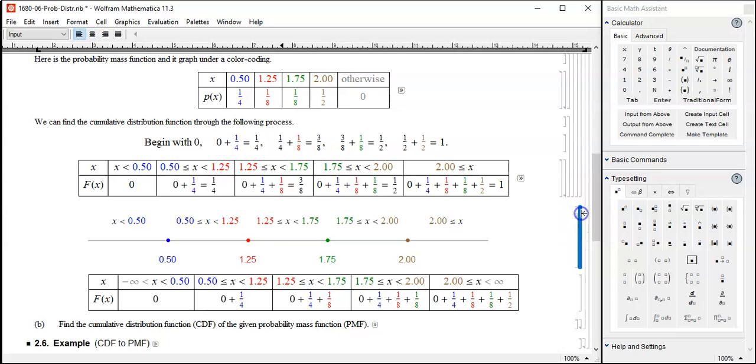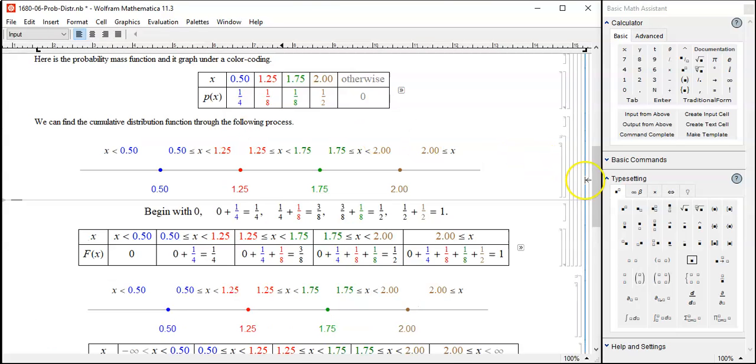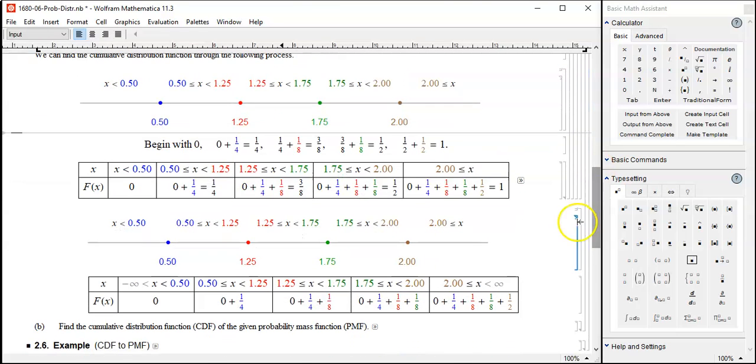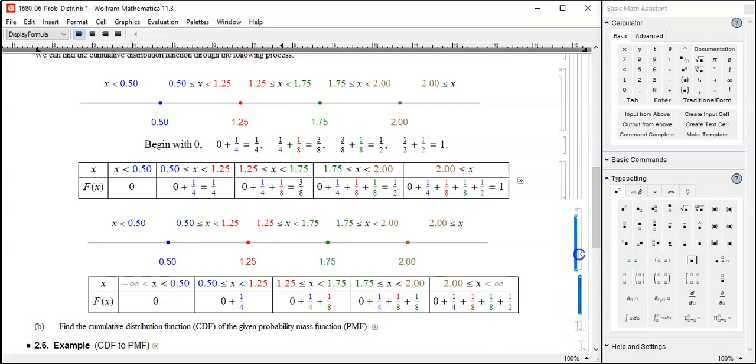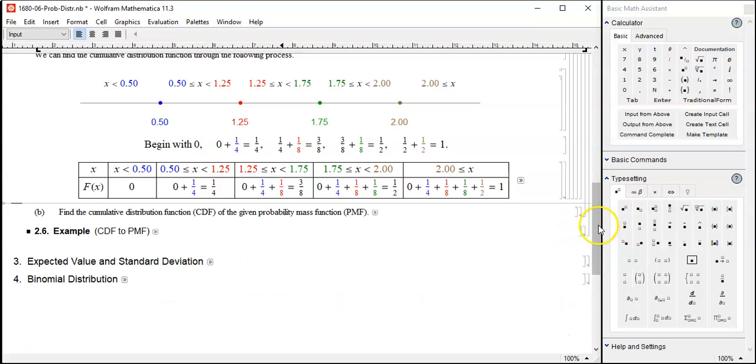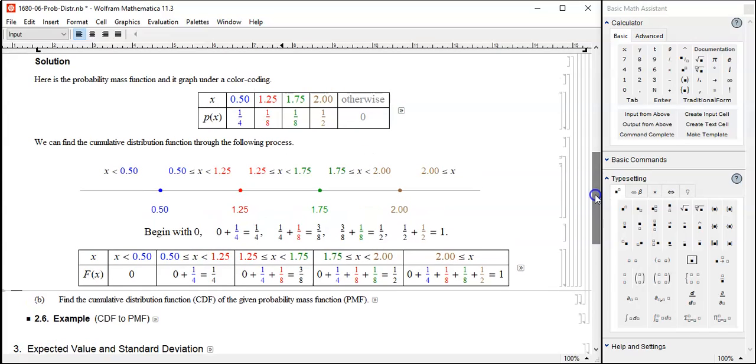And let's include this picture. And this one's duplicate, so I don't need it anymore. And here's the whole problem.